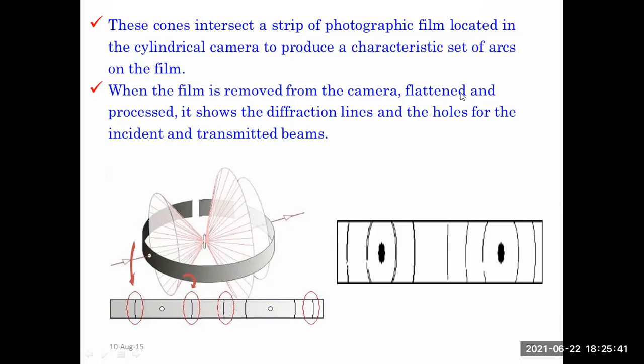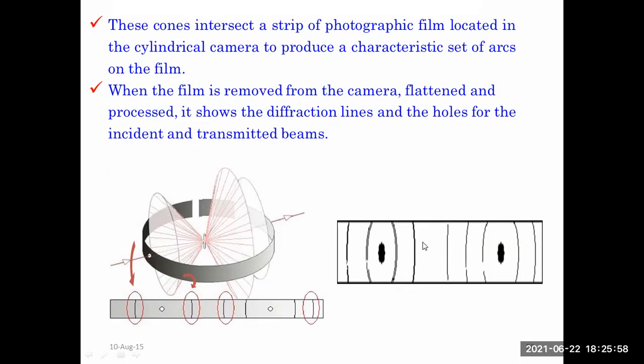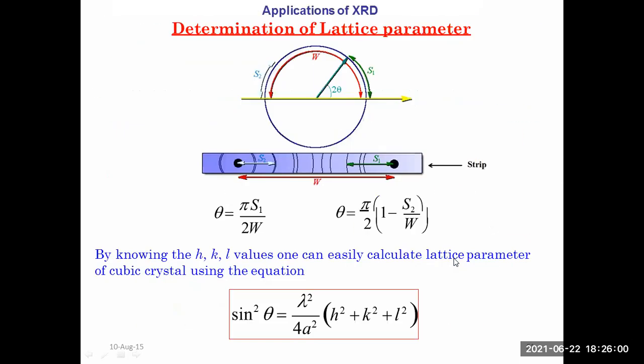When the film is removed from the camera, it shows the diffraction lines as shown here. So for several random orientations of the crystal, you can see this diffraction. In the case of a powdered sample, the diffracted beam will form a continuous cone. Just now I've shown you these types of cones, right? Now when mathematics is applied to this, you'll get 4 theta is equal to s by r, and theta is equal to 1 by 4 pi s by r.